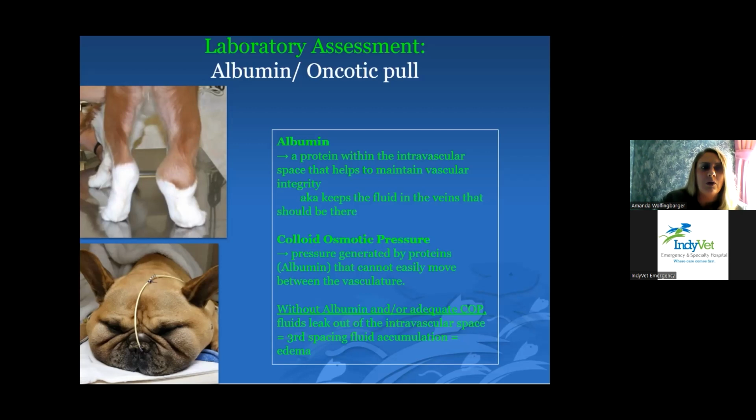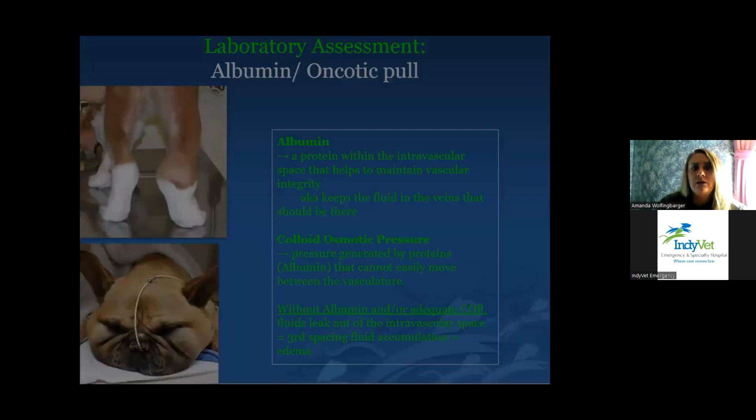A lot of our parvo babies we have to worry about their albumin and oncotic pull, just because they're losing so many fluids and can't keep any of their fluids inside their vessels. The bottom is a Frenchie that was attacked by a dog, and his albumin got so low that he definitely needed some colloid support.